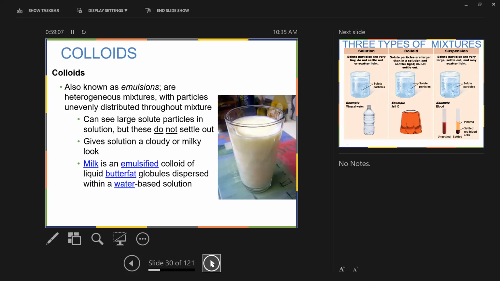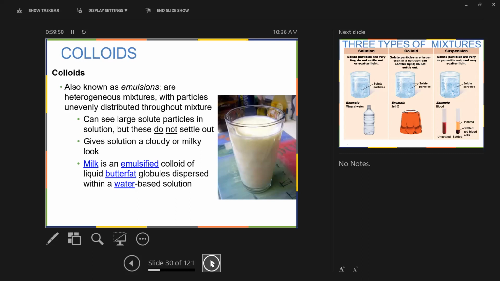If you wanted to, you could do that. That's how we get skim milk. We filter out the fat. But the watery portion of milk is still going to be opaque, not transparent. So that's a colloid where you have particles suspended in the mixture, no longer transparent. Milk is a classic example of this as a colloid or emulsion.